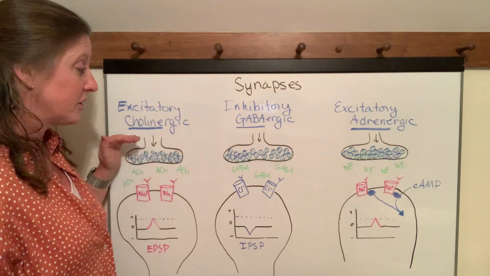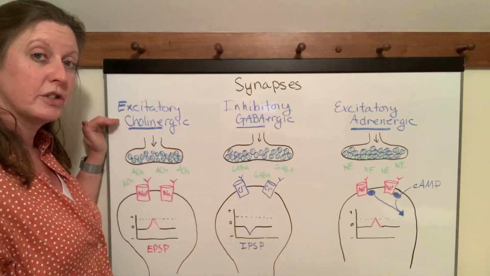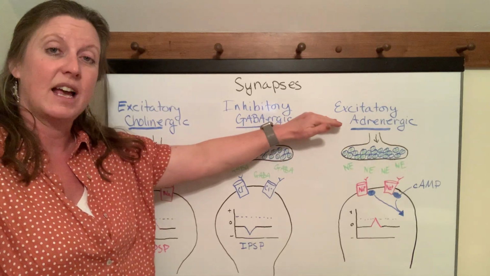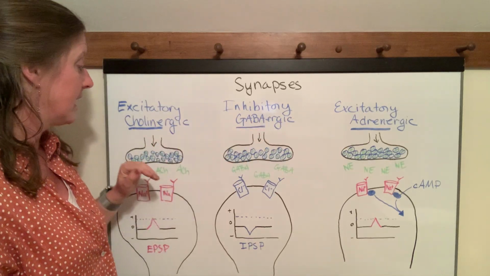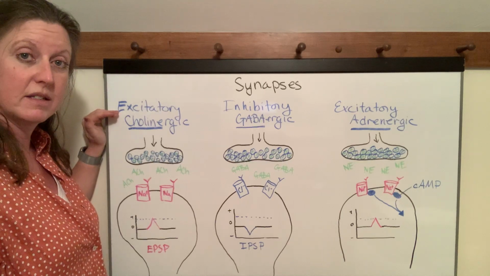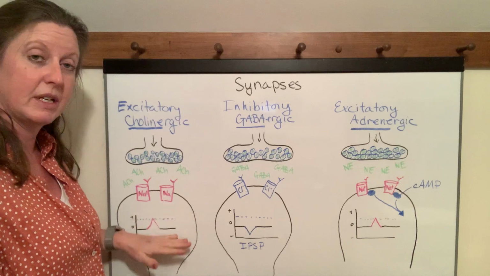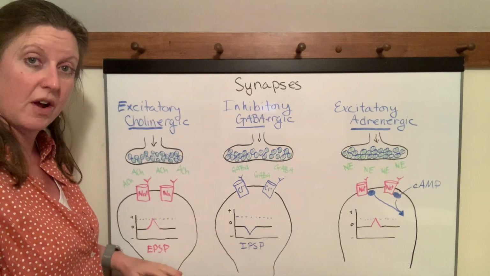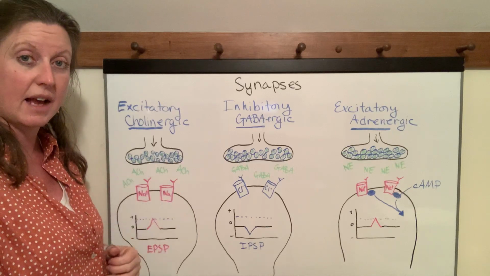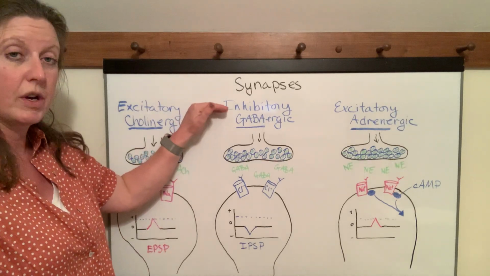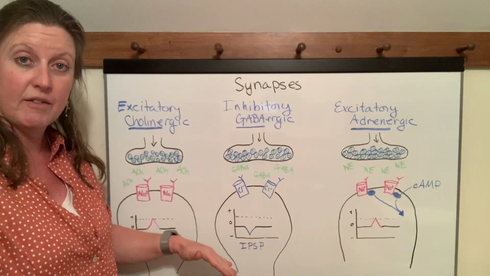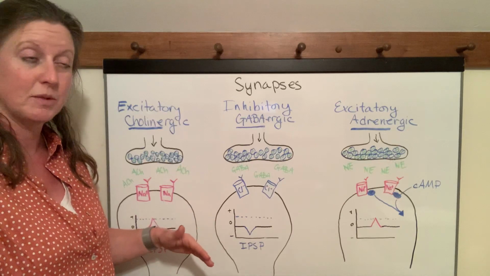The 3 that I'm going to share with you are the excitatory cholinergic synapse, the inhibitory GABAergic synapse, and the excitatory adrenergic synapse. First, I want to break down these terms. Excitatory means that the postsynaptic cell, the postsynaptic neuron, will depolarize or become closer to having an action potential. Inhibitory means that the target cell is less likely to have a response, less likely to have an action potential.